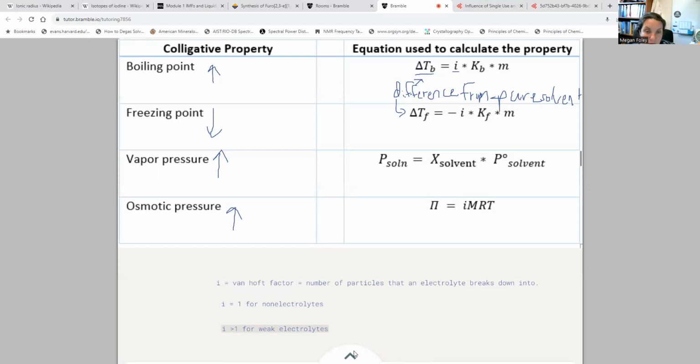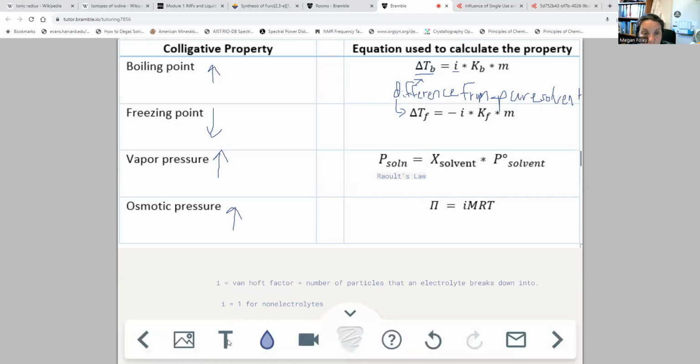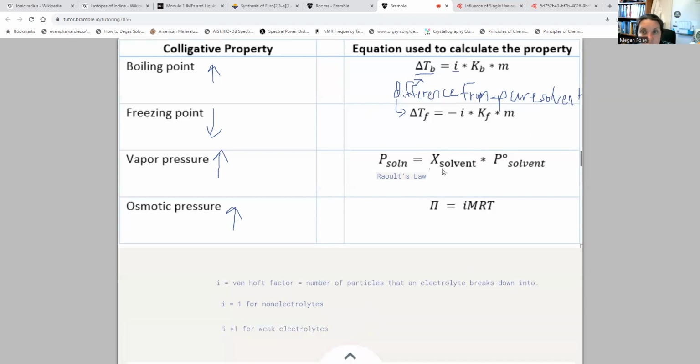Okay, so let's look a little bit. Oh, sorry, I'll get back to I in just a second. This right here is our Raoult's law. And this describes how the vapor pressure of the solution is related to the mole fraction of the solution, which is right there. That's supposed to be our mole fraction, that chi that we looked at last Thursday. And then this is the vapor pressure of the pure solvent.